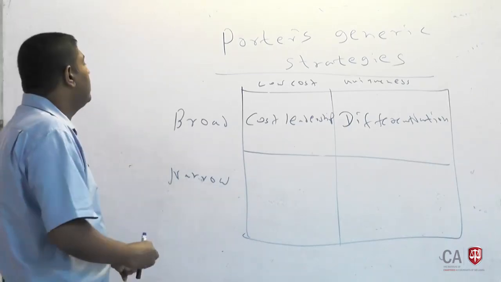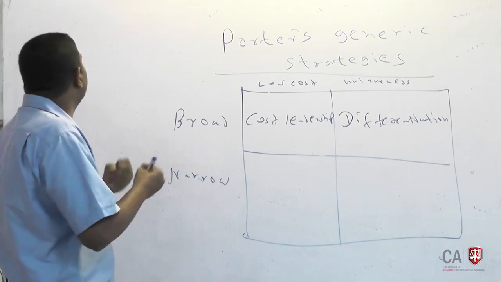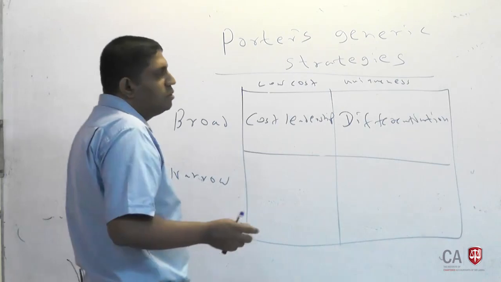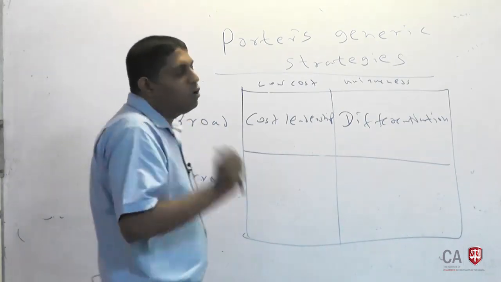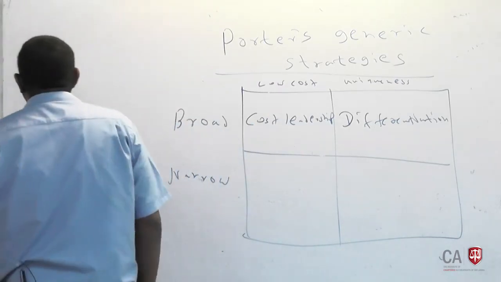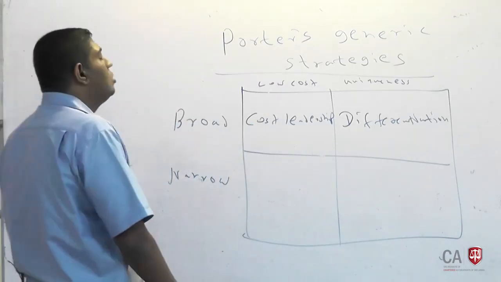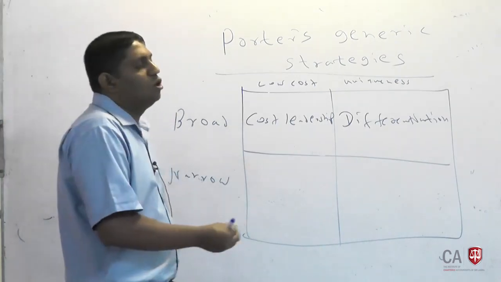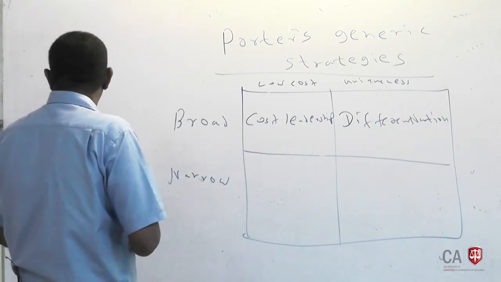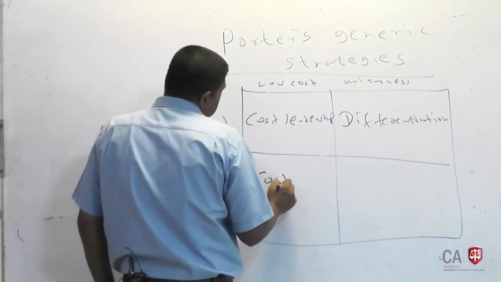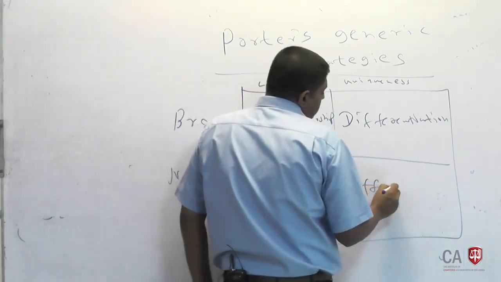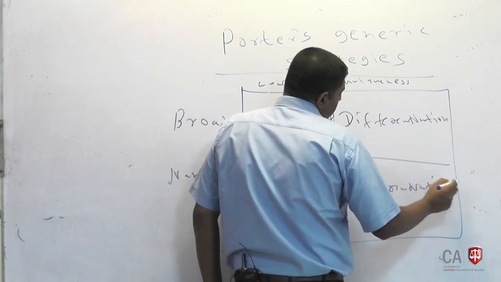But if you are trying to apply the two strategies in a narrow market, or in other words a selected marketplace, that is called the third strategy, focus strategy. Under the focus strategy, you are trying to cover only a small portion of the market. That small portion is normally called a niche. So, within that you can cover two strategies, one is cost focus, the other one is differentiation focus.